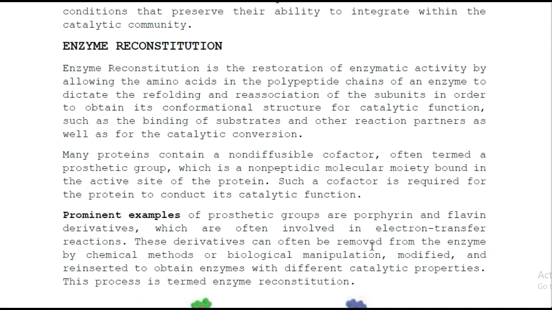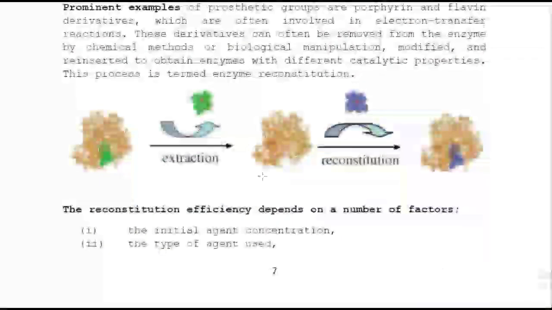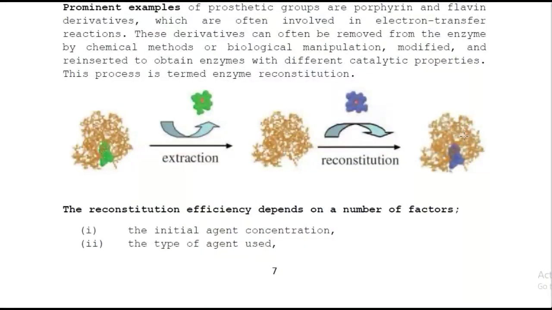Now this is an important example. We have the porphyrin and the flavin groups. They are prosthetic groups that have various functions. Once these prosthetic groups are removed from the enzyme, it is unable to function, just like what you see in the picture. So reconstitution returns these prosthetic groups back into the enzyme, and thereby the enzymes are able to perform their functions.